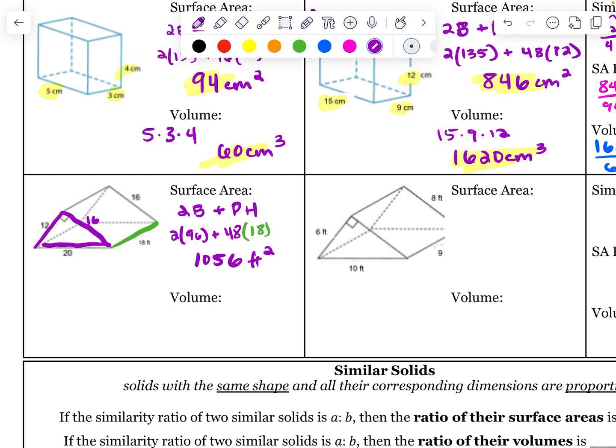All right, the volume is the area of the base times the height. So the area of the base, again, 12 times 16 divided by 2, times my height, which was 18. So 12 times 16 divided by 2, we just did it, was 96. The height was 18. So the volume is 1728 feet cubed.